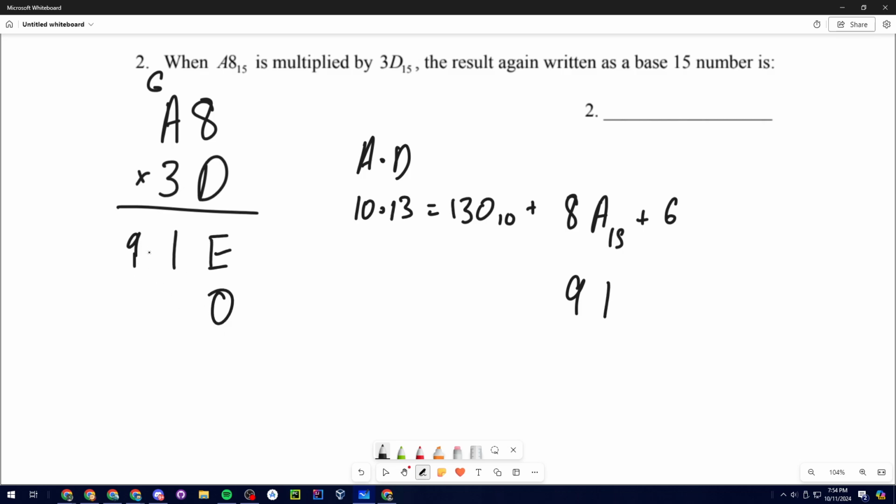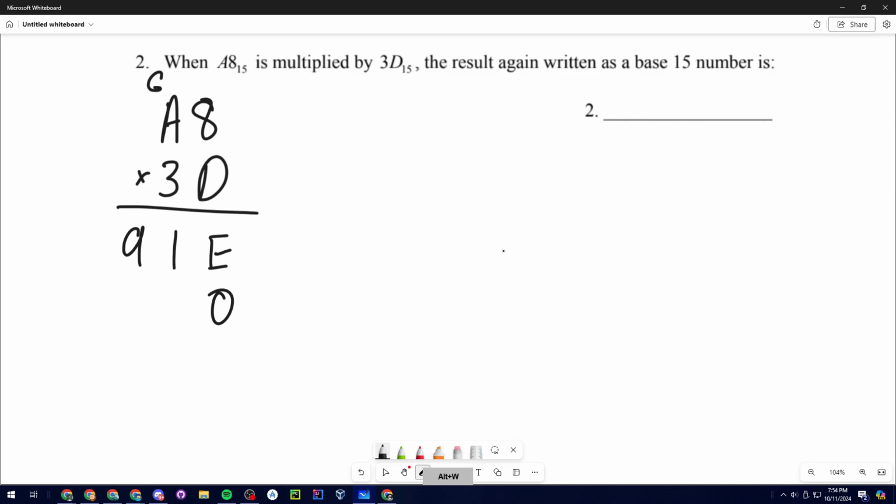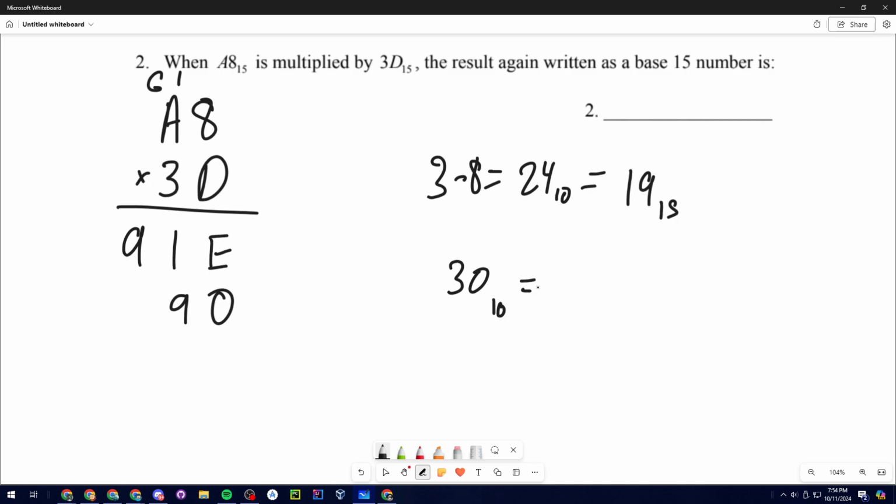Now, throwing a 0 here, because that is how we do two-digit multiplication. 3 times 8 is 24. That's a lot easier to do in my head with base 15. So that's 24 in base 10, that is 19 in base 15. Now, that's just going to be a 9 here, and a 1 gets carried over. Lastly, we have 30 in base 10, which is 20 in base 15, plus the 1 is 21 in base 15. Nice, we are nearly there.